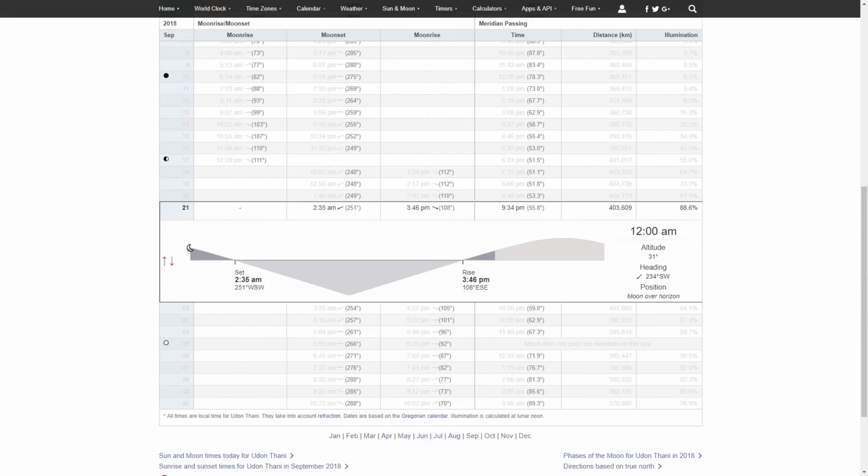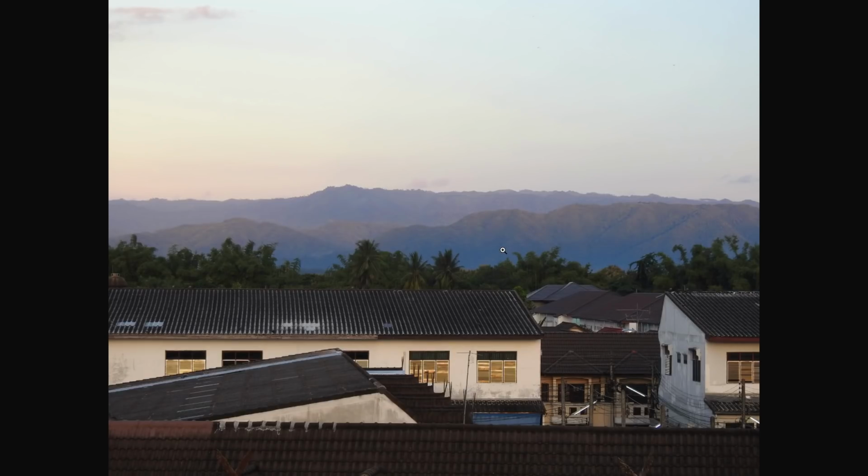Now, the other thing we've got to look at is the moon prediction. For that day, on the 21st of September at 6 p.m. roughly, there's 28 degrees in the sky and a heading of 121 degrees, which is about 40 degrees south of east. So that's what the moon should be doing on that day. And looking out towards the east.